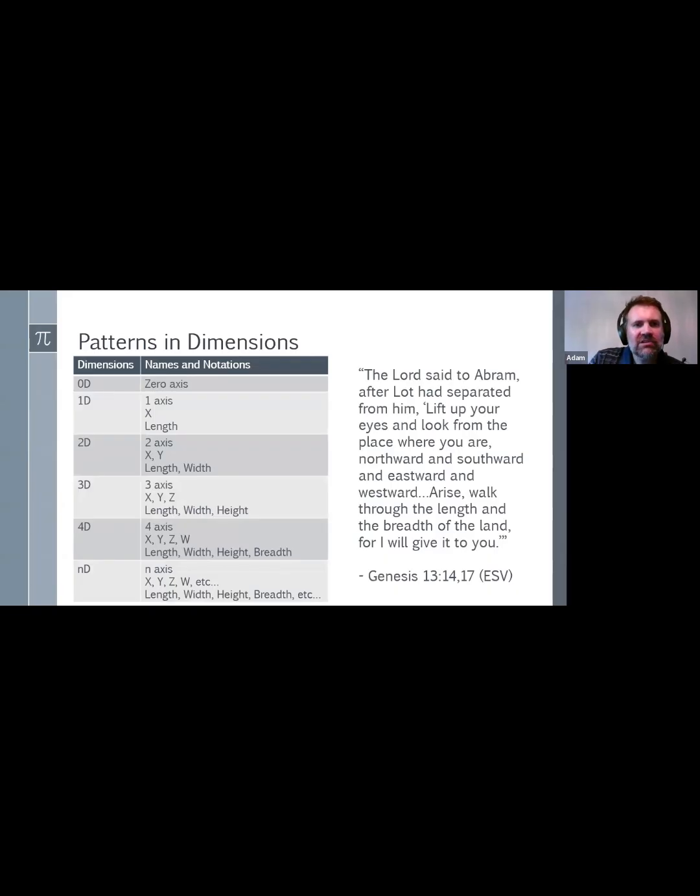So the patterns and dimensions, if we look at it, we basically have no axis in the 0D, but then we go one axis, two axis, three, four, and n axis at the end. So it just adds an axis. An axis basically is, when we add another one, it's always, in a sense, perpendicular to the previous one.